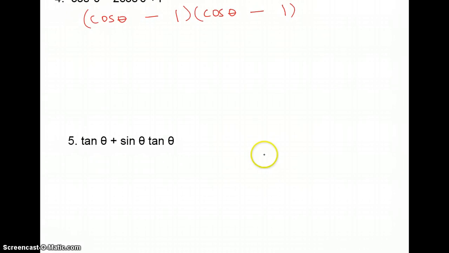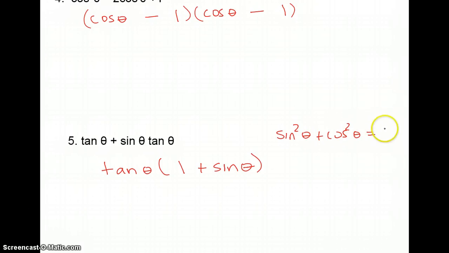This one, remember our first step of factoring is to see if there's something in common. And this one has something in common. There's a tangent of theta in front. So I'm going to be left with 1 plus sine of theta. Now notice that this is 1 plus sine of theta. Can I replace that with anything? No, because remember that our identity that we learned was sine squared theta plus cosine squared theta equals 1. We don't have one that has just 1 plus sine theta. So we're actually done at that point.